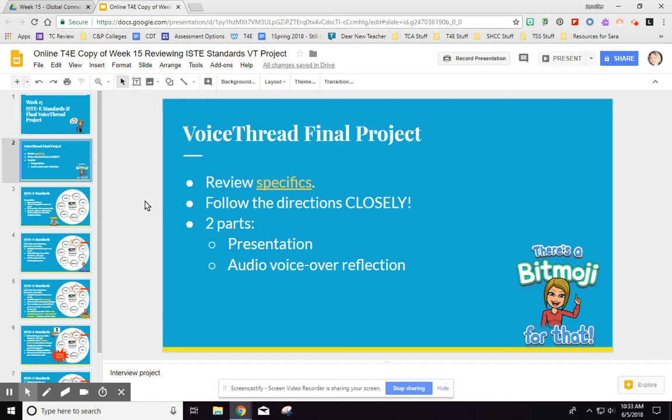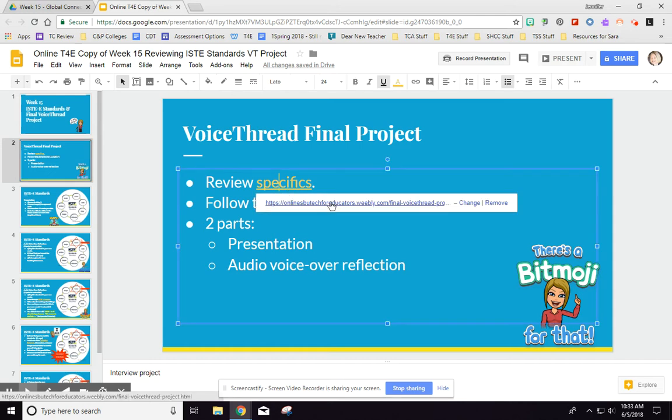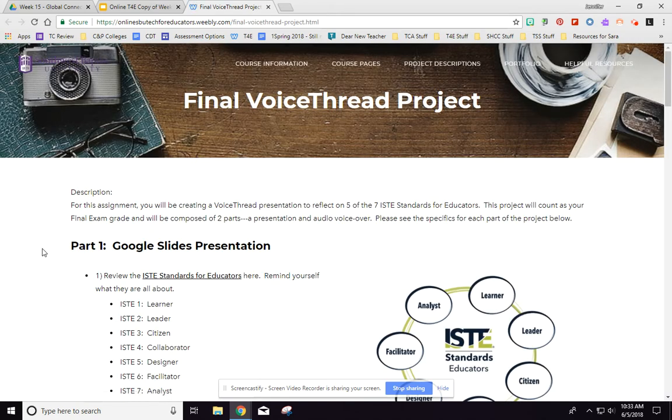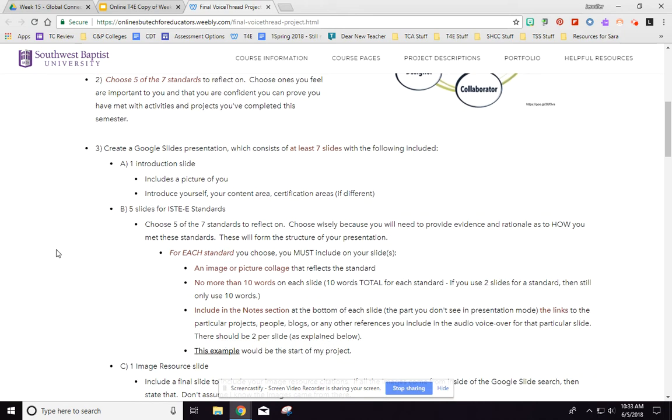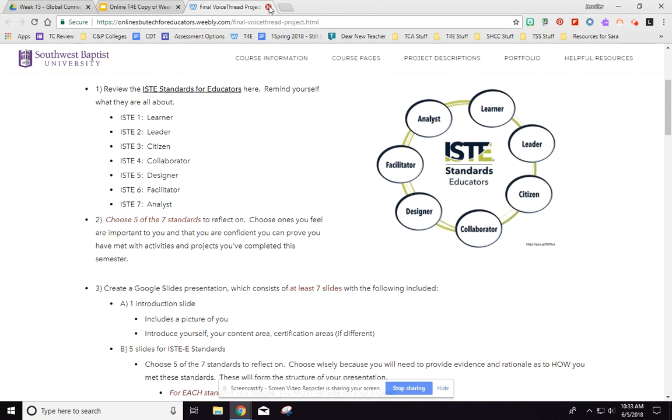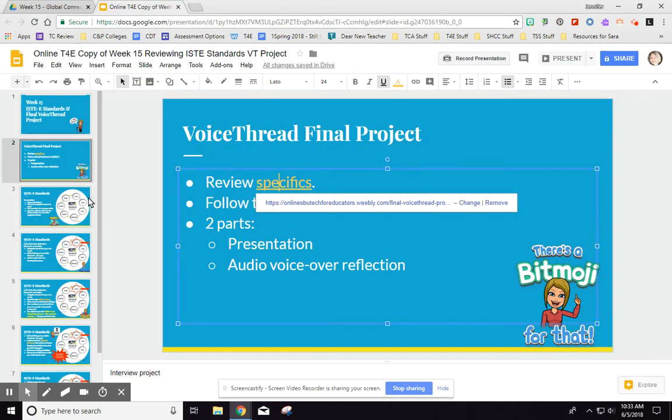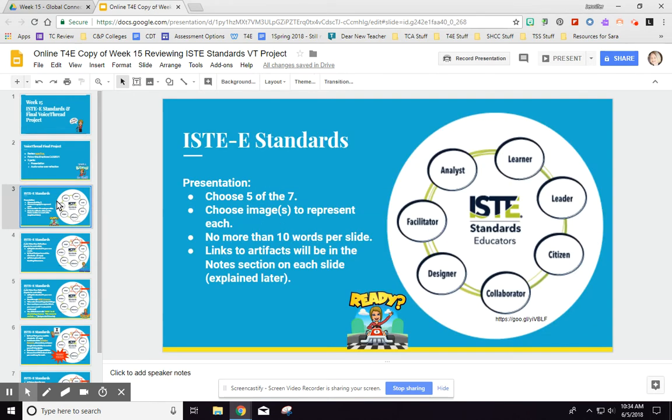And so I put the specifics here if you want to go there to look at that. I have made it very specific about what you need to do, and it's all written out there for you. But I wanted to just kind of explain it. And if you would like to follow along and brainstorm some ideas for your final while I'm talking about it, I think that would be fine. So let's first talk about the presentation.